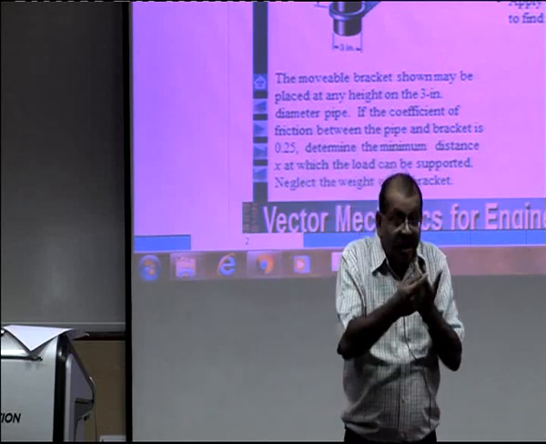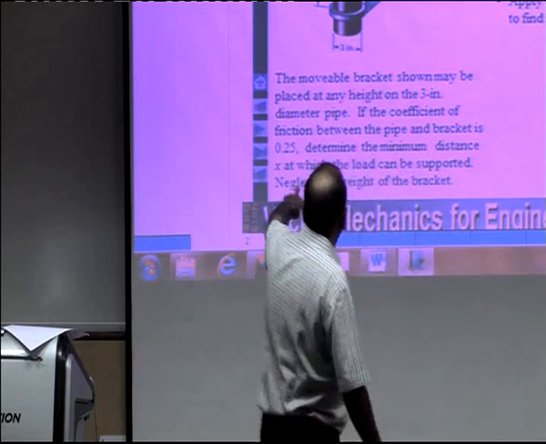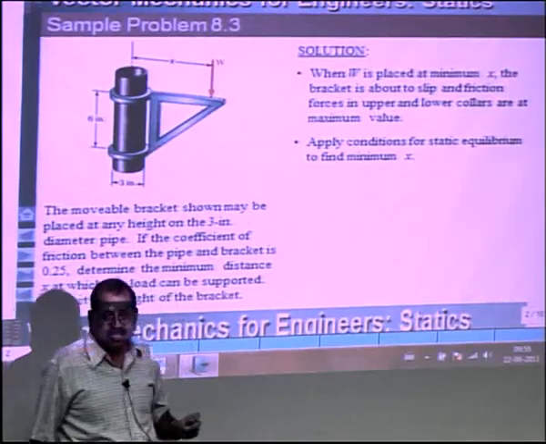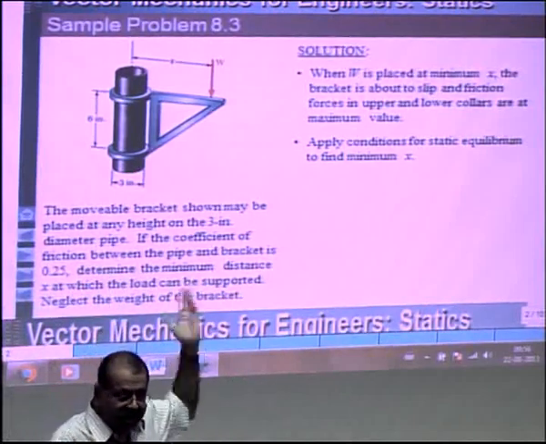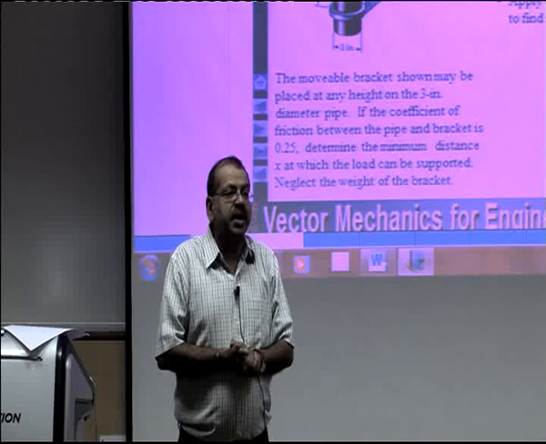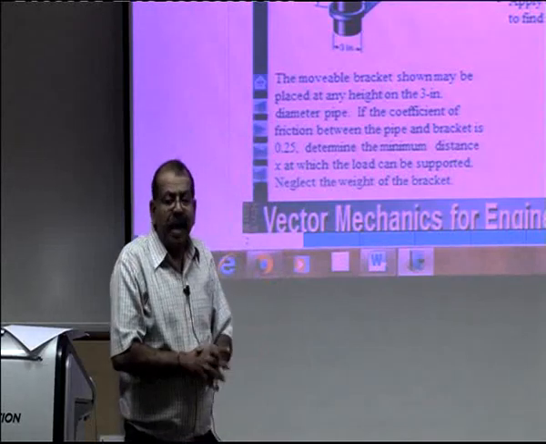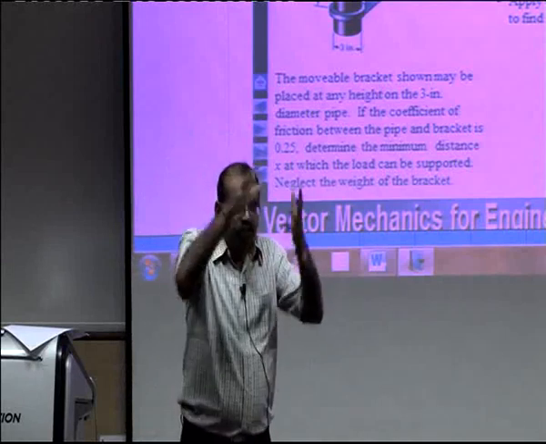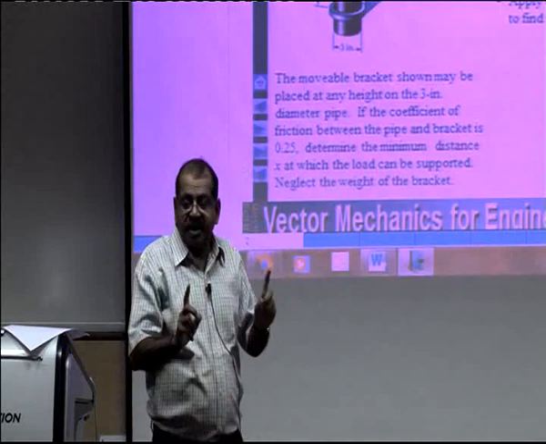So that means that two conditions will come from applying the limiting case, because here again the wording is minimum distance x. So therefore we will have F equal to mu Sn at contact 1 and mu Sn at contact 2. Now in which direction will this bracket tend to move? It will move down. So friction will have to act in the upward direction at both contacts.